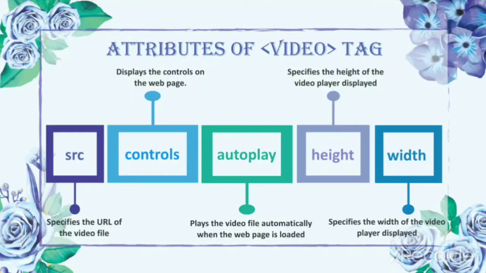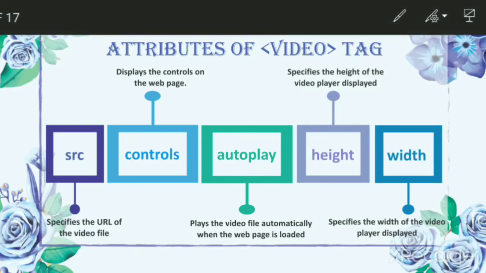Right. Next is attributes of video tag. As it is clear from the name, the video tag is used to insert a video file on the web page. You have seen many times that there are many social networking sites and many websites that display videos on their web page. Whenever we have to insert a video, we have to use the video tag, which is a container tag. That means it will also have a closing tag.